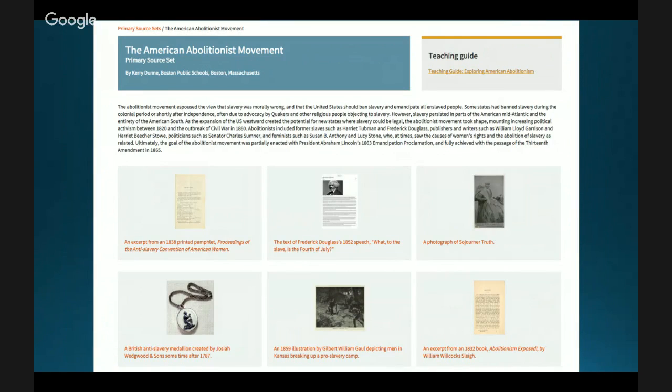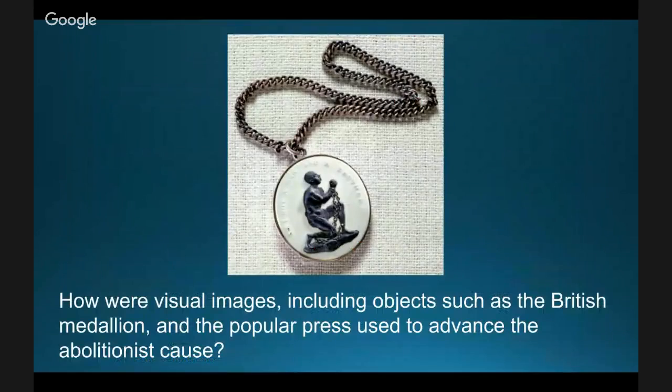For the purpose of showing you a little bit how some of the discussion questions work with the items, this is actually one of Carrie Dunn's sets about the American abolitionist movement. And it features this very famous Wedgwood medallion that says on it, if you can't read, "Am I not a man and a brother?" And it's a very famous abolitionist image. And with it, Carrie writes a question: how are visual images, including objects such as the British medallion and the popular press, used to advance the abolitionist cause? So again, taking a very specific primary source within the set and helping think about ways to make use of it with students.